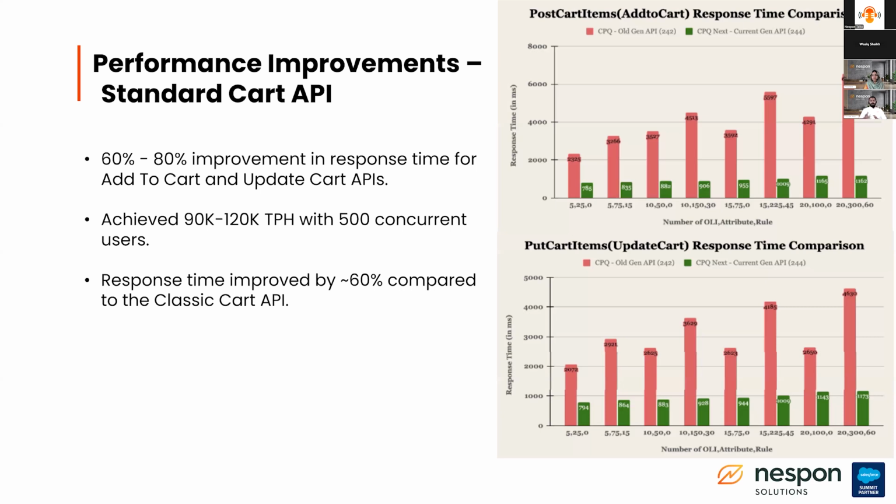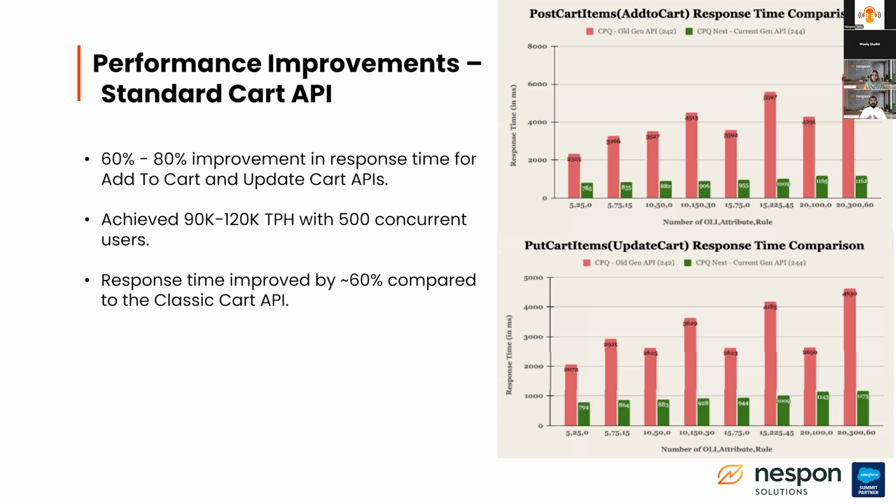Whereas the new API performs the same operation in 1.62 seconds, demonstrating a much faster response time. One of the most notable outcomes is a 60 to 80% improvement in response time for critical operations like add to cart and update cart.